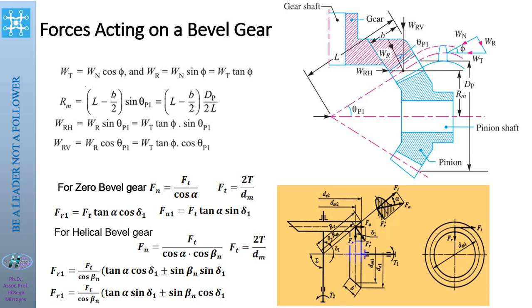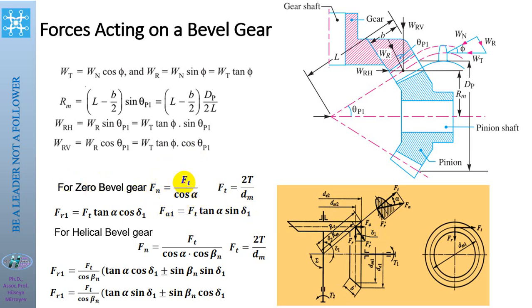Pure radial force acts in the direction perpendicular to the shaft axis, and Fa is the axial force. This is directed parallel to the shaft axis. We know that three forces act in the meshing process: radial force, tangential force, and axial force.